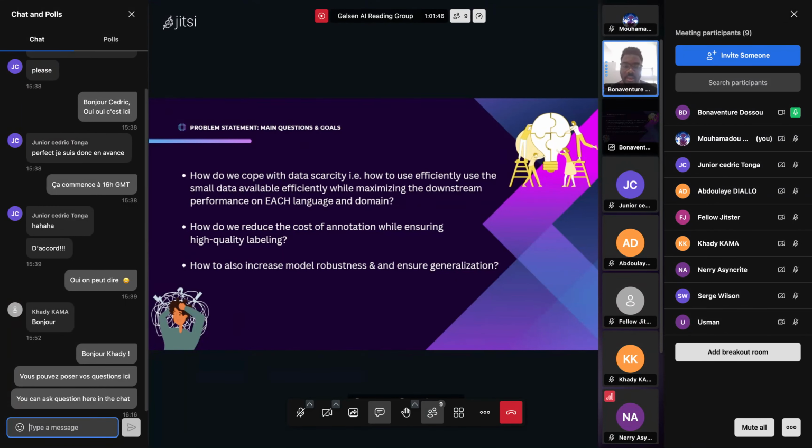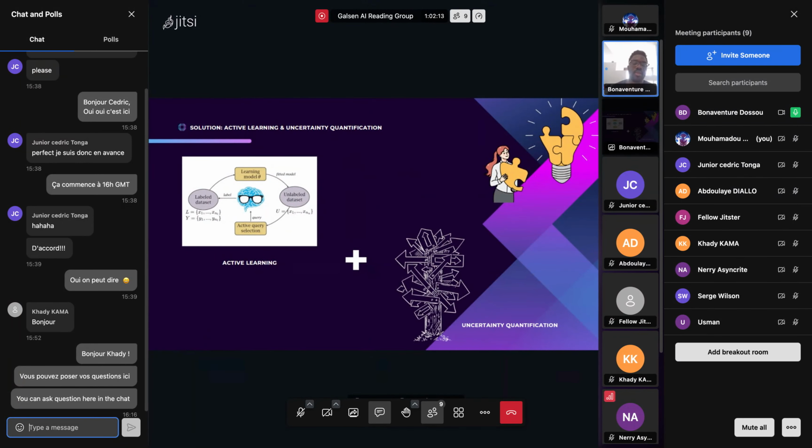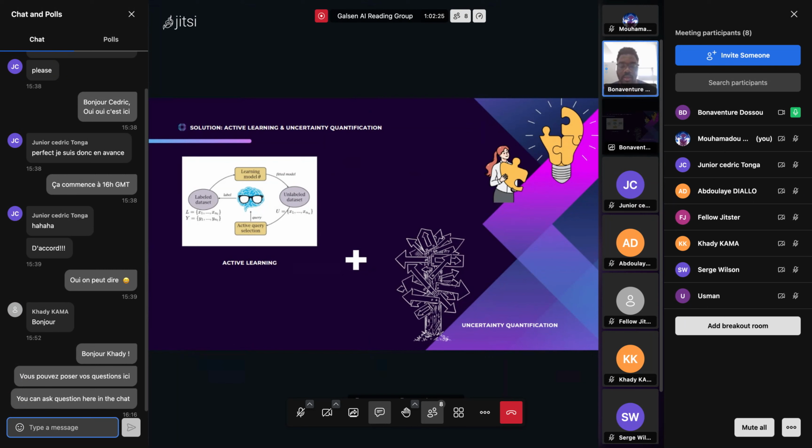And obviously, everything coming together is also increasing the model's robustness and generalization. We want the model across different domains and across different settings to be able to perform pretty well. So those are the main questions that we are trying to bring a solution to. To do this, we bring together two machine learning concepts. The first one is what we call active learning, and the second one is uncertainty quantification.